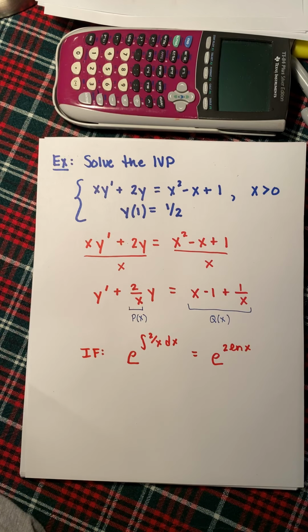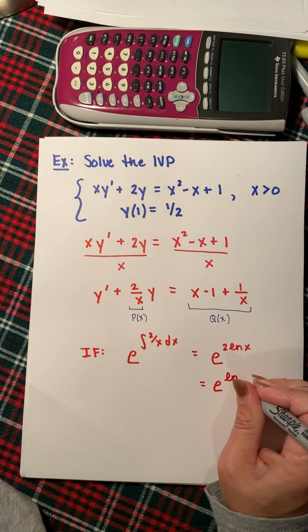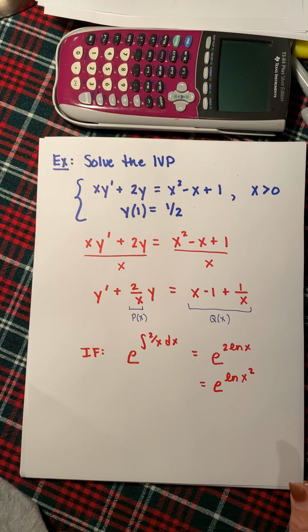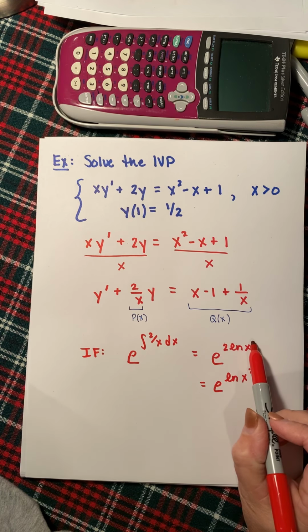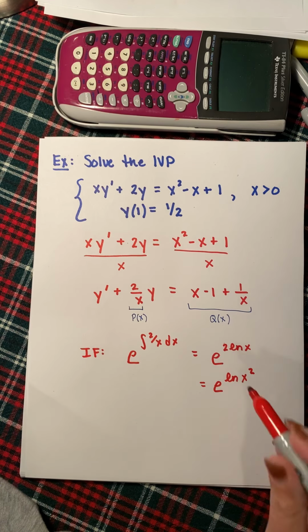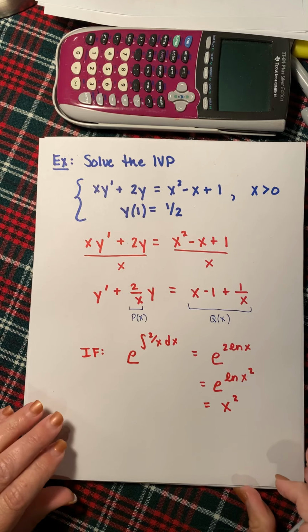Now we can simplify this. This is just e to the natural log of x squared. Coefficients in front of logs can be put as powers of what's inside the log. And now the e and the natural log cancel out, so my integrating factor is just x squared.